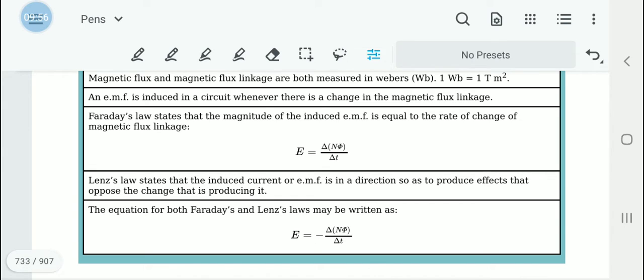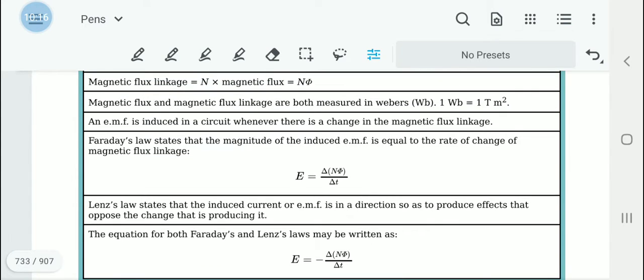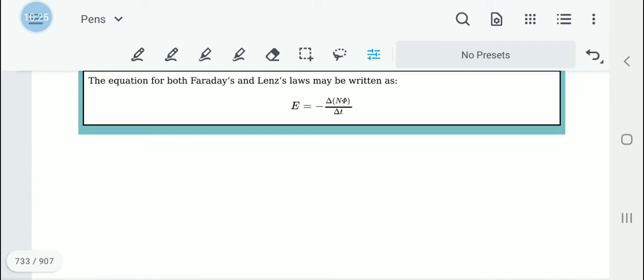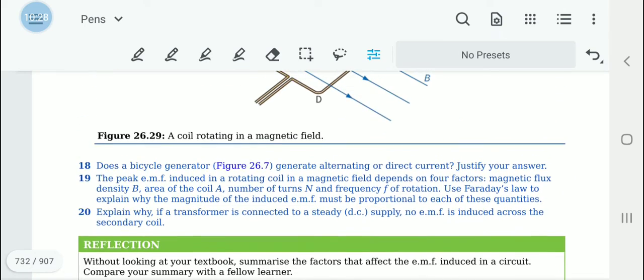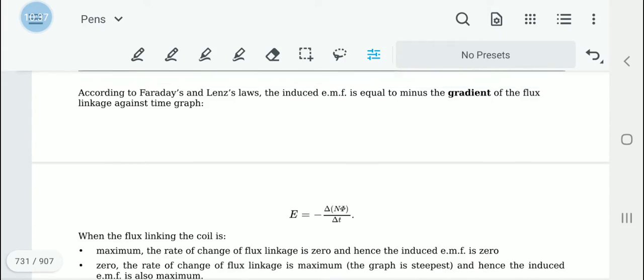Then Lenz's law states that the induced current or the EMF is in the direction so as to produce effects that oppose the change that is producing it. So as a result, we get the equation for Lenz's law, that is the negative sign added to the Faraday's law equation. So negative delta N phi divided by delta t. So these are the details that we have learned. If you have any questions, please ask. If you do not have, do the last few questions and also the end of chapter questions. But before that, write down this note.